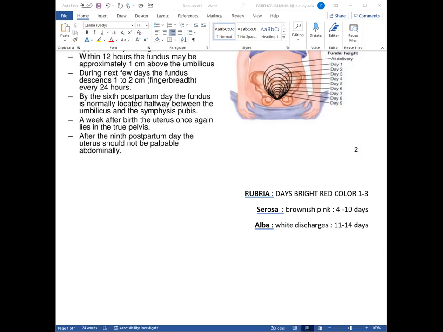The constipation, you want to encourage them to take fluid up to 2,000 milliliters per day. You want to give them stool softeners. For most mothers, newly delivered mothers, they get stool softeners.